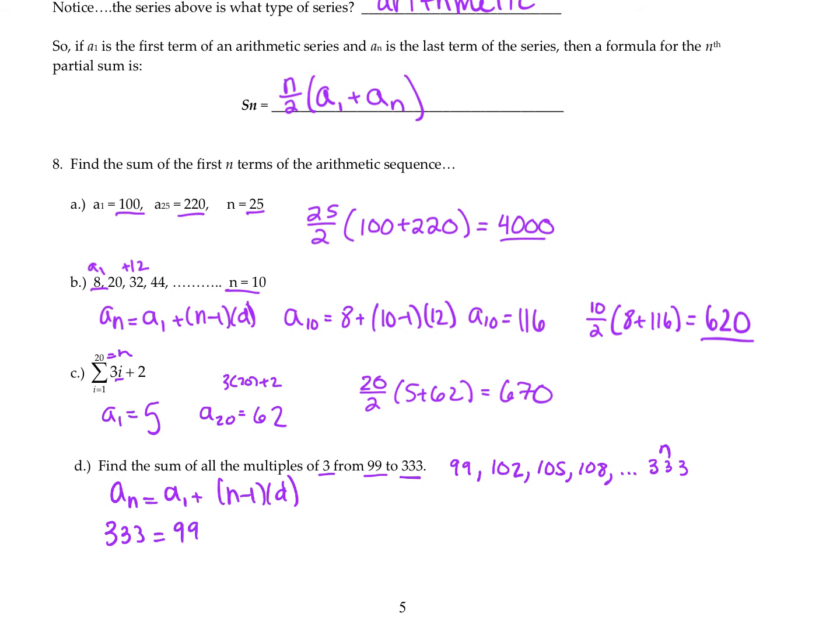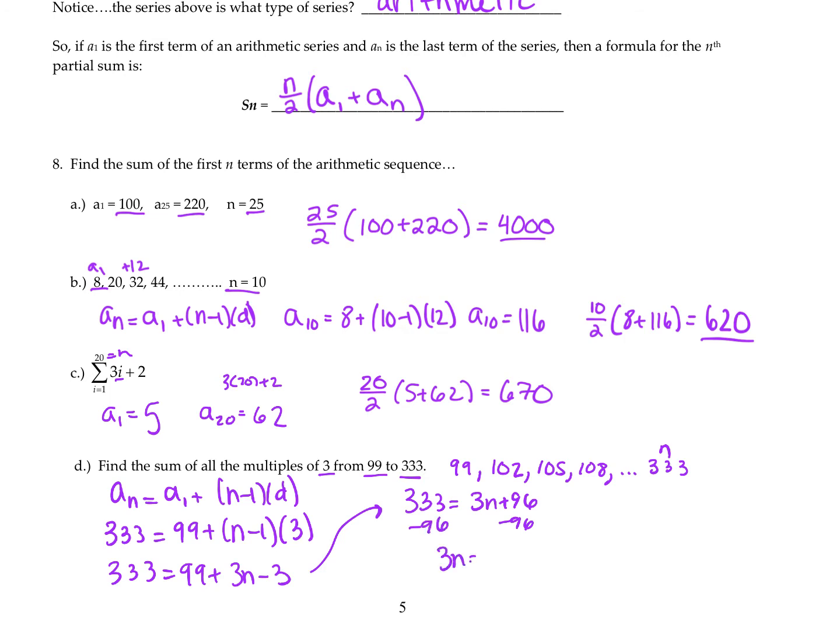My first term was 99. I don't know how many terms I have, so I'm going to leave n, but I'm adding 3 every time, so 3 is going to be my common difference. So when I go to solve this, I have 99 plus 3n minus 3, so 333 equals 3n plus 96. 3n is going to equal 237, and so n would equal 79. So now when I go to find the sum, 79 divided by 2, times 99 plus 333, is going to equal 17,064.